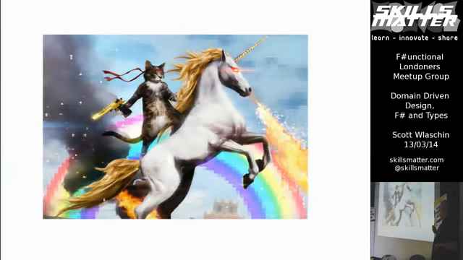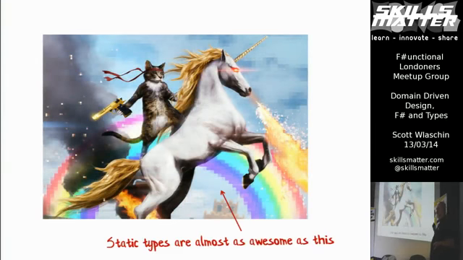Okay? So, F# is awesome. Okay? Static types are almost as awesome. So nothing's quite as awesome as that. I mean, this is the epitome of awesomeness. But static types are pretty awesome, because who would have thought you can actually encode business rules in your type system so you literally cannot make a mistake.